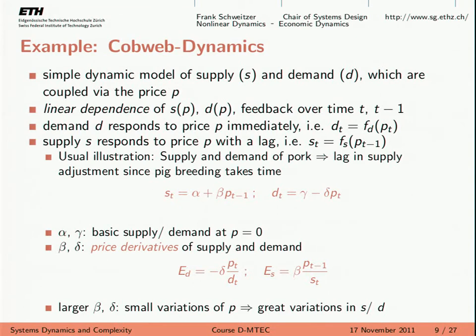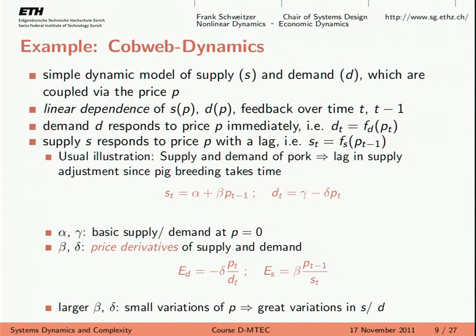The beta and delta are the so-called price derivatives of supply and demand. These are the slopes of the curves, right? If you differentiate this with respect to the price, you get beta and you get minus delta. So these are simply the slopes. These are not elasticities, right? These are absolute, if you want to think about elasticities, this would be absolute elasticities.